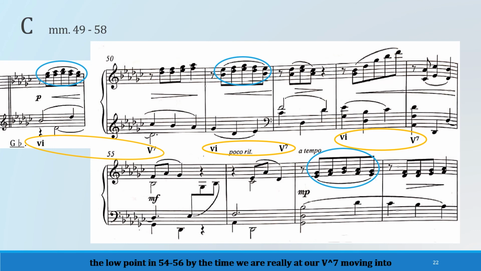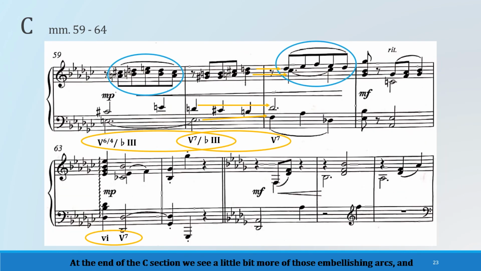5/6 by the time we are really at our 5/7, moving into the second half of the C section to get to that G flat major chord finally. And at the end of the C section, we see a little bit more of those embellishing ba-da-dee-da-da arcs going on. And we have much more harmonic motion as well.